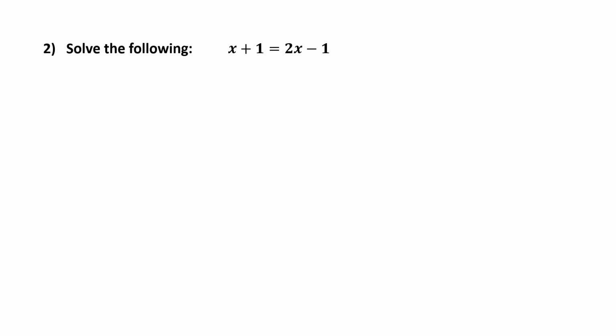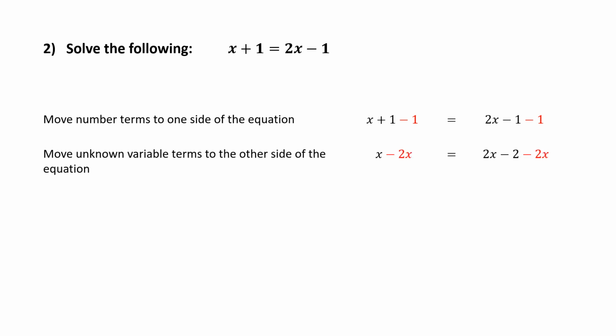Let's go through it step by step. So we'll go through it a bit quicker this time. So we're going to move the number terms to one side of the equation. So to do this, we're going to subtract 1 from both sides. Doing this, we're going to get x equals 2x minus 2.